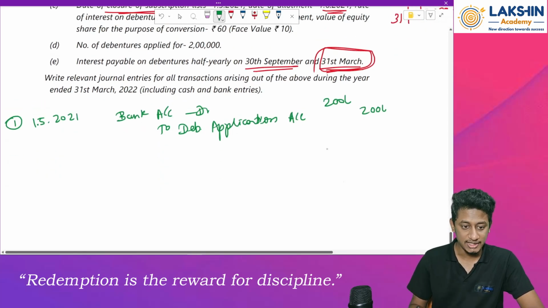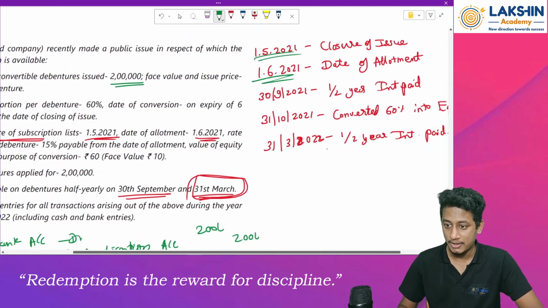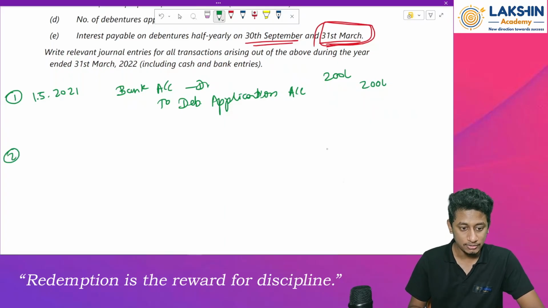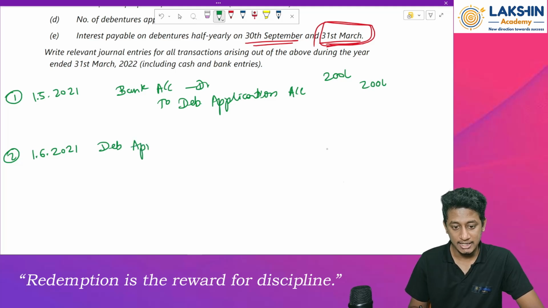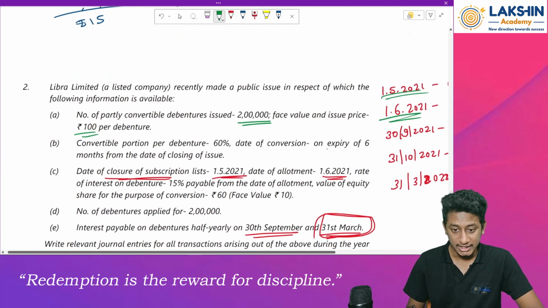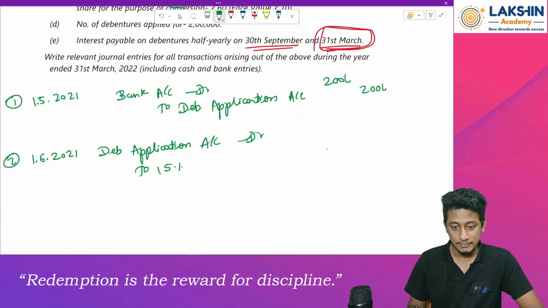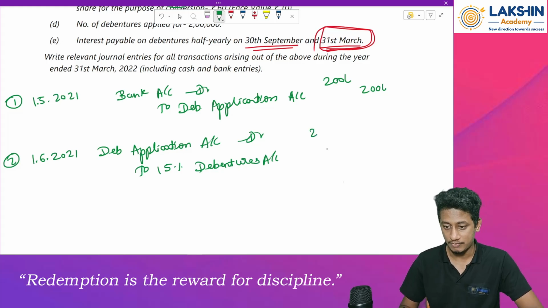Okay. Next, after this, next on 6th, what has happened? Date of allotment. Okay, so whenever the allotment is done, I am transferring it to a liability account, right? So on 1/6/2021, debenture application account debited to what? What is the percentage of interest? 15% is the interest payable. So 15% debentures account. It is a liability account now. Rupees 200 lakhs or 2 crores for that sake.